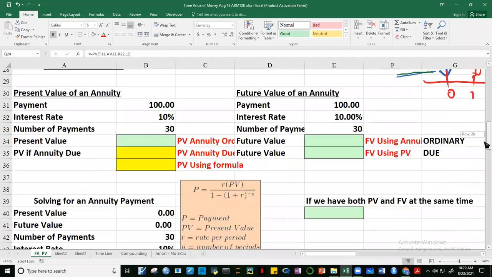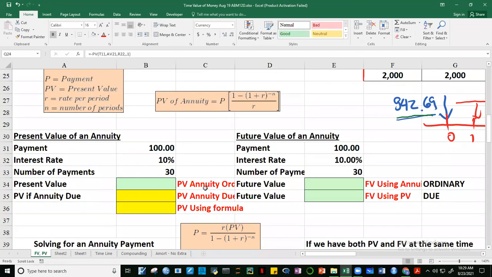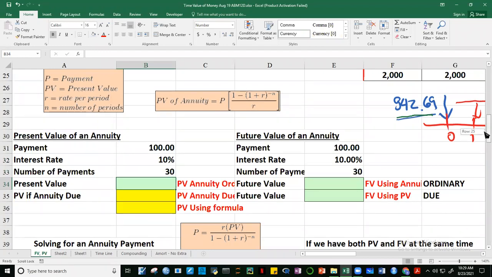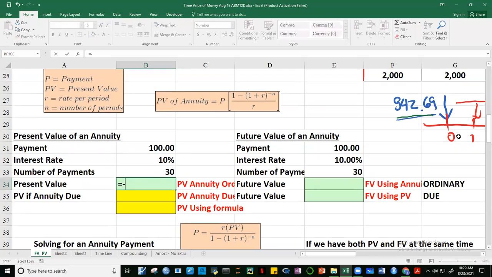Okay. Then we go here guys. Tingnan natin to. It's just the same problem. Same problem lang. 100 at 10%, payments of 30. So, sabi natin, if it's annuity ordinary is equal to negative PV, rate at 10%, comma, N per 30 years, comma, our annuity is 100.